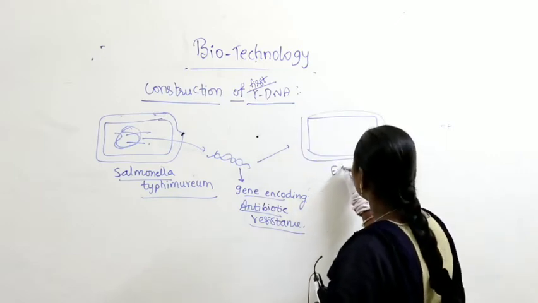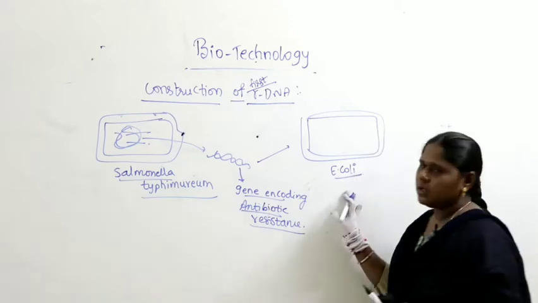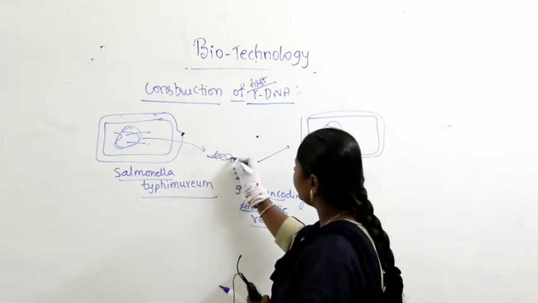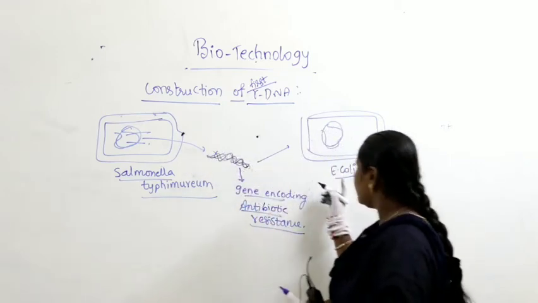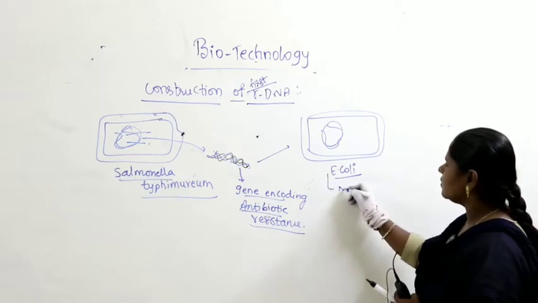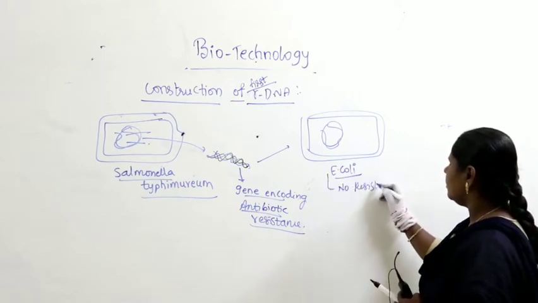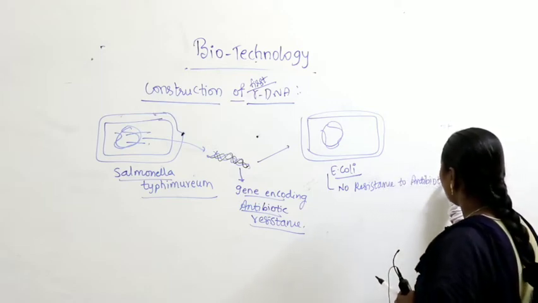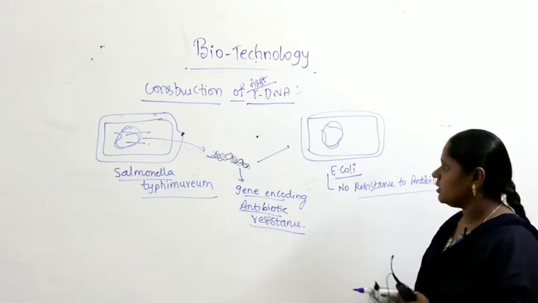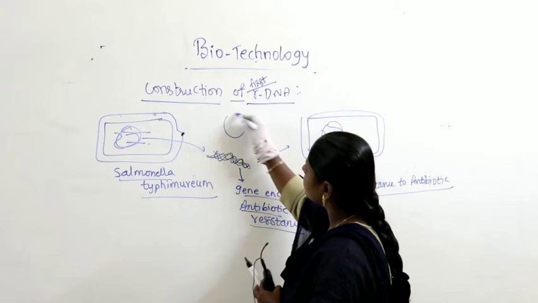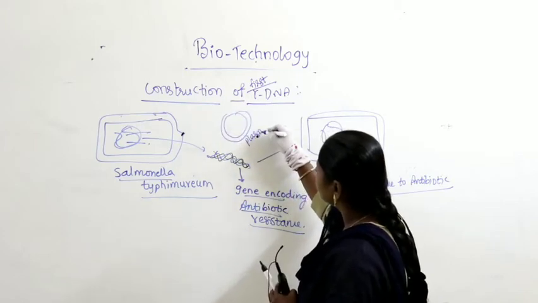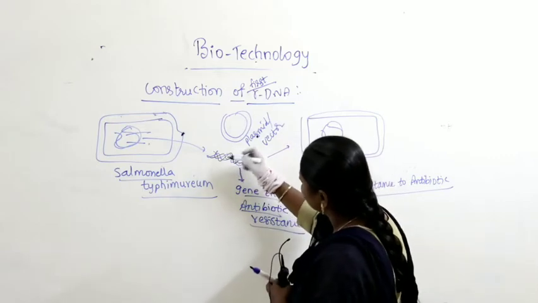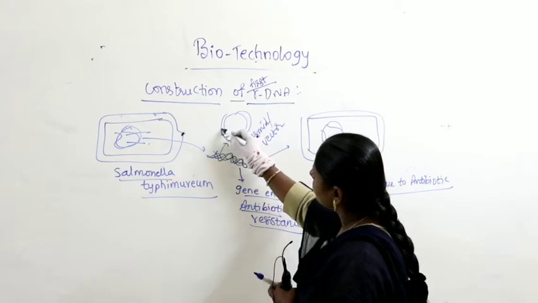This is E. coli. So E. coli presently, let us take this black one, this is nothing but alien DNA or foreign DNA we say. Now E. coli has no resistance to antibiotic. Earlier, no resistance to antibiotic. Now what happens here? Now with the help of plasmid, this is acting as a vector so that this gets transferred into here. How are we adding?